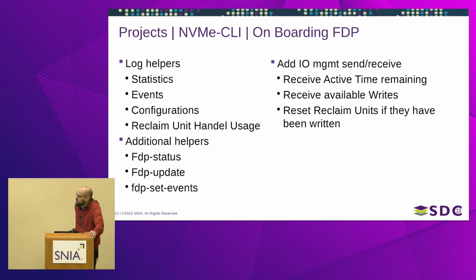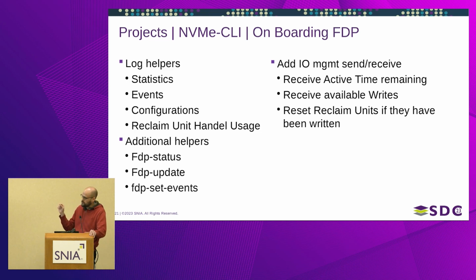So what was done in nvme-cli to onboard FTP? Now I realize that I don't have the actual argument names, but please approach me. I can give a bit more information about the names of each argument. But again, remembering more or less what the previous talk had to say, there are FTP helpers in terms of statistics, events, configuration, reclaim unit handle usage. So nvme-cli added all this in such a way that you can access this in the command line.